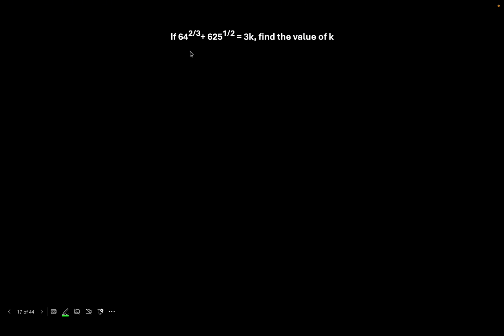So we are given an exponential equation. We need to find the value of k. So 64 to the power 2 by 3 plus 625 to the power half is equal to 3k.